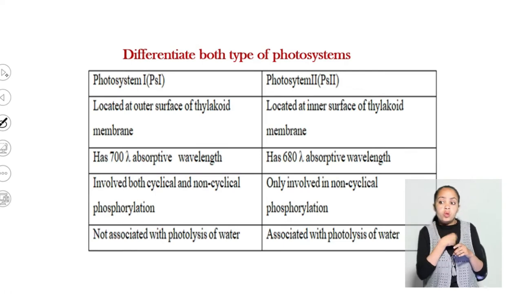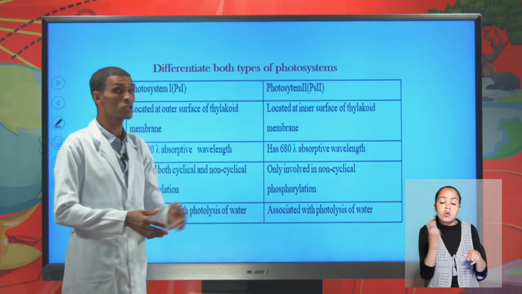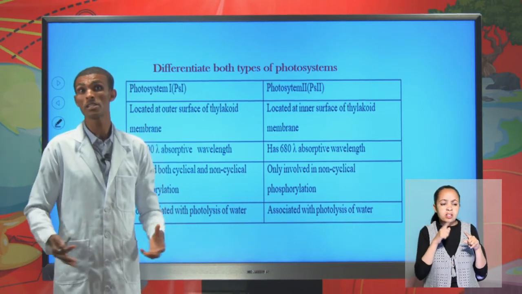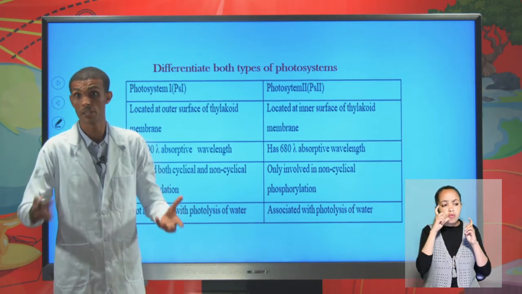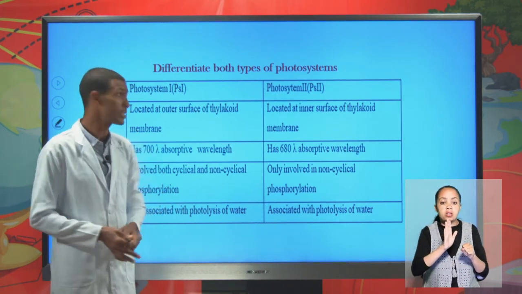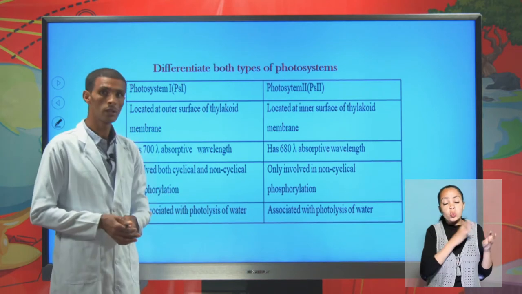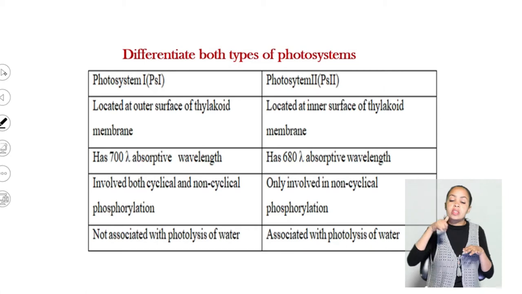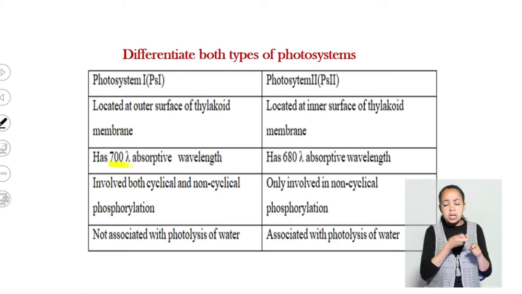Well then, there are two types of photosystem in the thylakoid membrane. These are photosystem 1 and photosystem 2, which have different absorptive wavelengths. Both types of photosystem absorb with different absorption spectra, which makes the system of photosynthesis efficient and effective. Let's see. Photosystem 1 is located at the outer surface of the thylakoid membrane with a 700 absorptive wavelength.